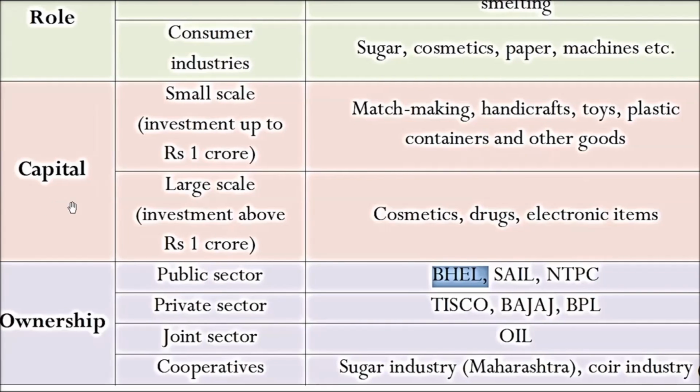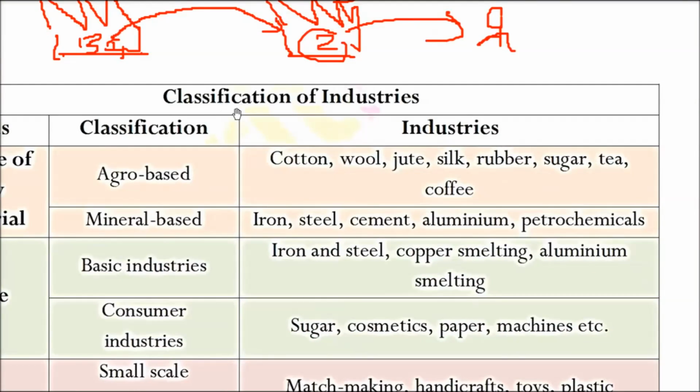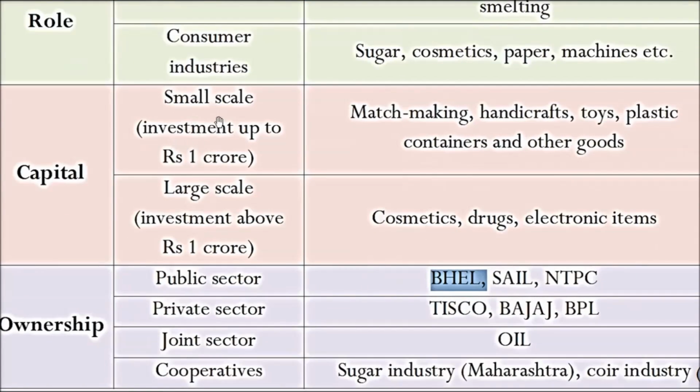Now coming to the capital, what amount is invested? What money is being invested? So we have two kinds of vargikaran, or classification, here. First is the small scale industry, and then we have the large scale industry. Now this amount would have changed, but as per the text, if the investment is up to say 1 crore, then this industry will be called small scale.